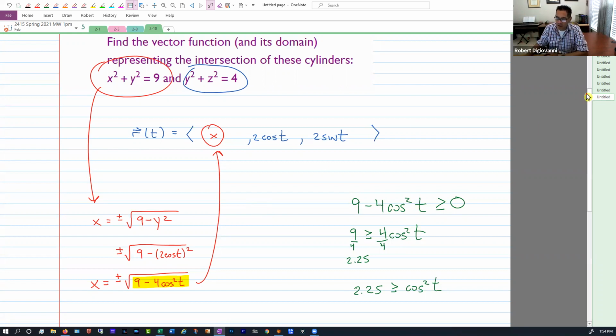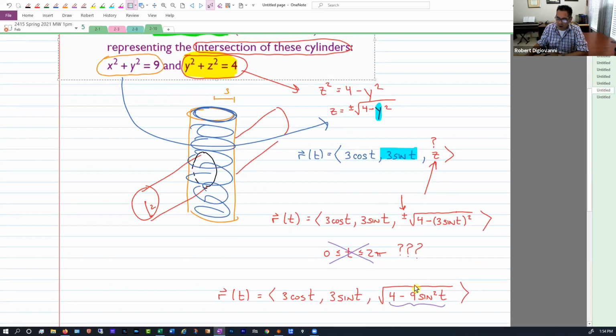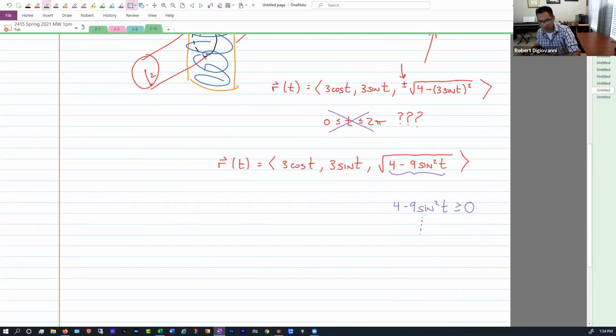Whereas with the other one, I have to be a little more careful about my choice of t because, on this one, if we do the same thing and divide, 4 divided by 9 equals sine squared t. Well, sorry, bigger than or equal to. This is not always going to be true. There are some values that I could plug in here for t that would make this bigger than 4/9. And so I have problems with my domain here.